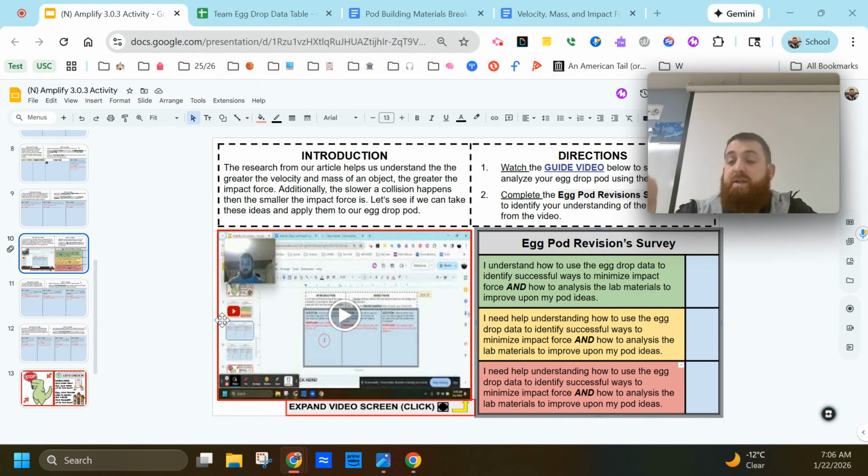But then we went out and we did our egg drop experiment in the stairwell, and we have collected a whole lot of data. Each one of the different egg pods that we created in all of our classes are different iterative tests, different types of pods based on the materials that we used, the budget that was available to us, and our overall goal of minimizing impact force. So today we're going to be looking at how to use that egg drop data to identify successful ways to minimize impact force and how to analyze the lab materials to improve upon our pod ideas. So let's go ahead and take a look at those next two tasks that will accomplish those two goals.